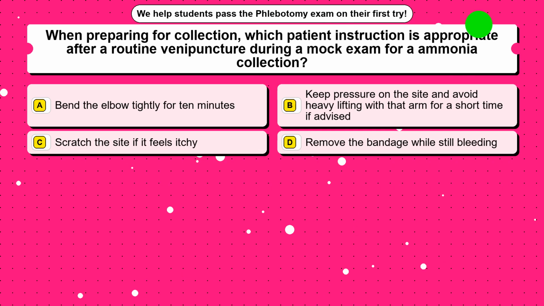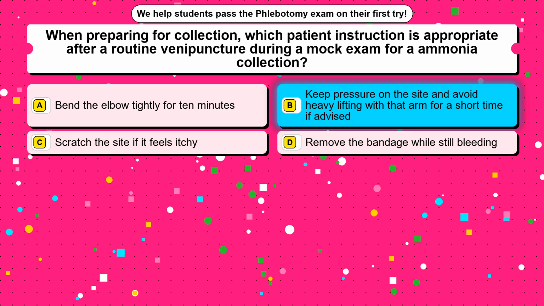Question 64. When preparing for collection, which patient instruction is appropriate after a routine venipuncture during a mock exam for a ammonia collection? Option A. Bend the elbow tightly for 10 minutes. Option B. Keep pressure on the site and avoid heavy lifting with that arm for a short time if advised. Option C. Scratch the site if it feels itchy. Option D. Remove the bandage while still bleeding.